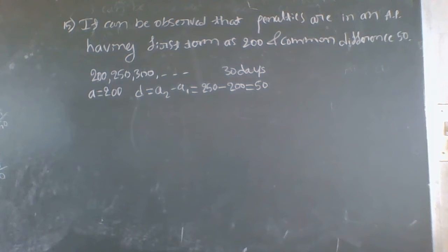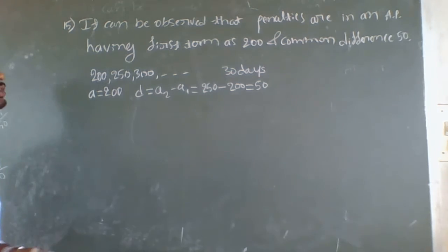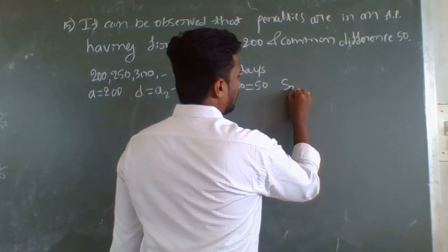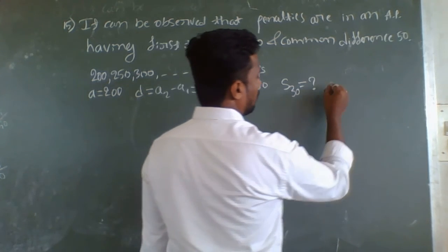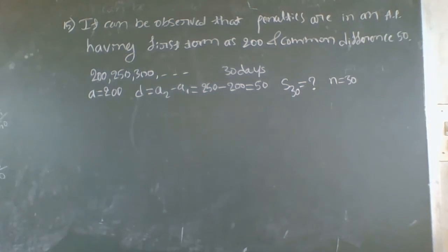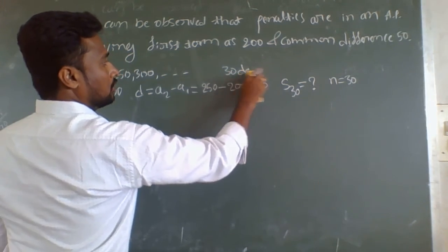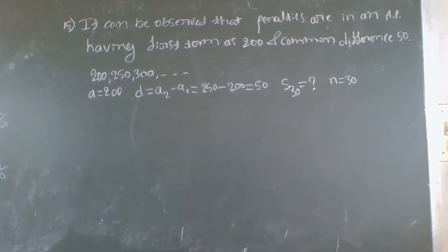Next, you have to calculate if the contractor delayed by 30 days, how much he has to pay as penalty. So we have to calculate the sum of 30 days, meaning we have to calculate the S30 value, and the n value is 30, because we have to calculate the penalty of 30 days, the sum of 30 days, where n is equal to 30.